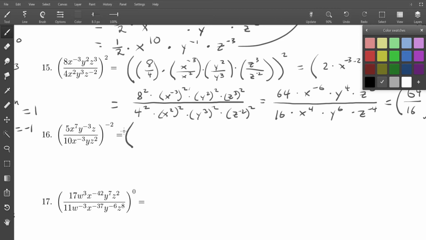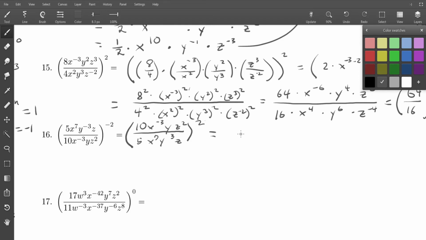So here I'll just write this out as 10 x to the negative 3rd y z squared over 5x to the 7th y to the negative 3rd z, all to the power of negative 2. I'm only going to go ahead and do this, or sorry, all to the power of 2, because I went ahead and flipped the fraction. So I'm not going to solve this in the two different ways like this. I'm just going to go ahead and simplify it on the inside and then distribute the 2.